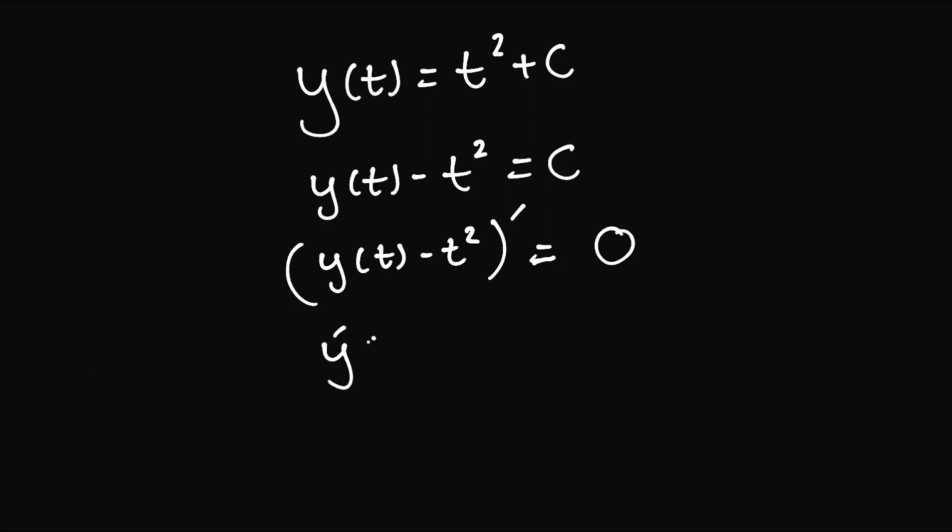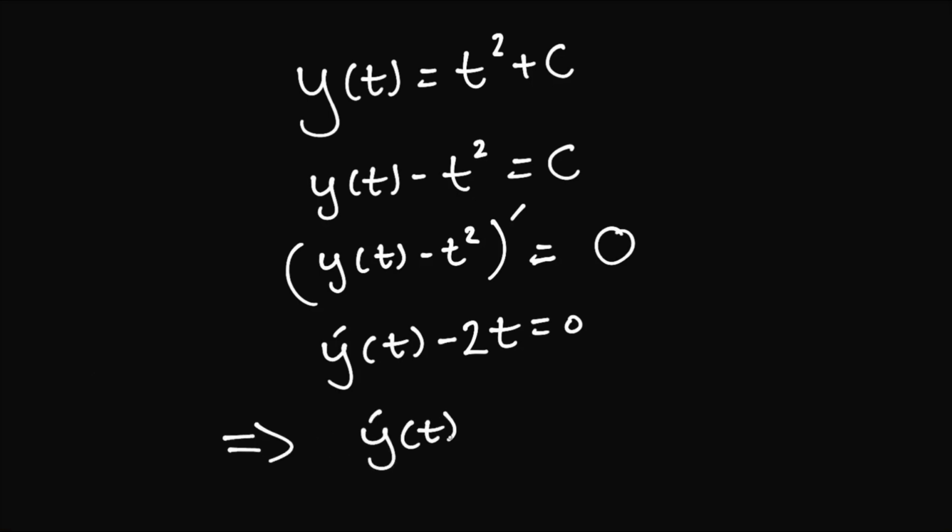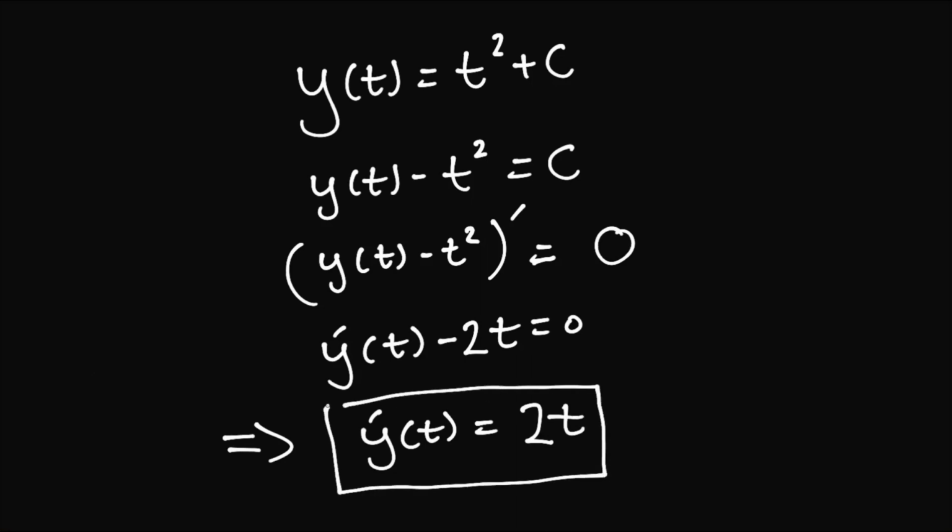Computing this out, we get y prime of t minus 2t is equal to 0. So y prime of t is equal to 2t. And this is the differential equation that gives rise to this family of solutions, y of t is equal to t squared plus c.